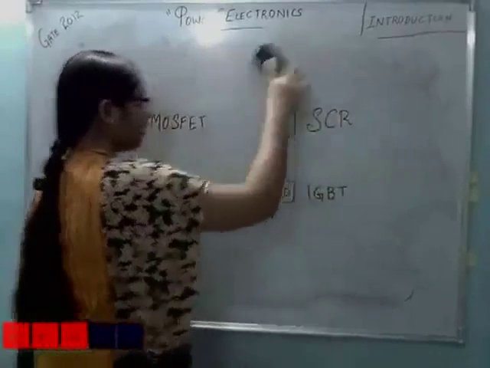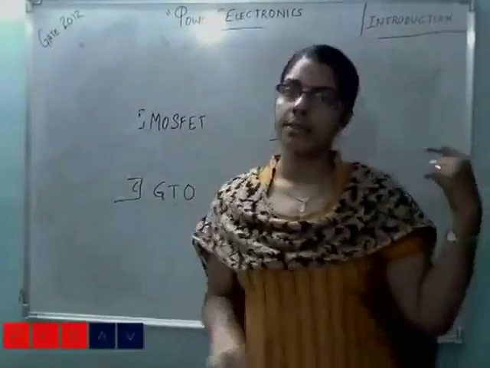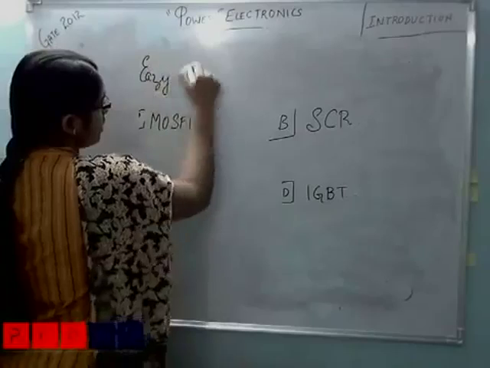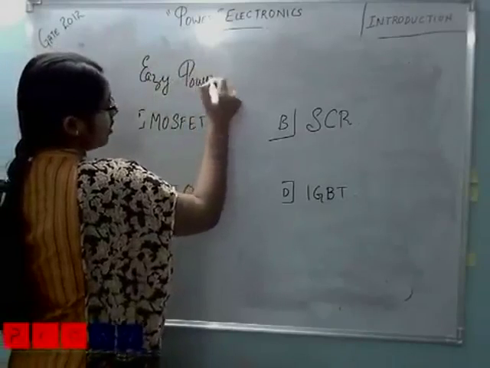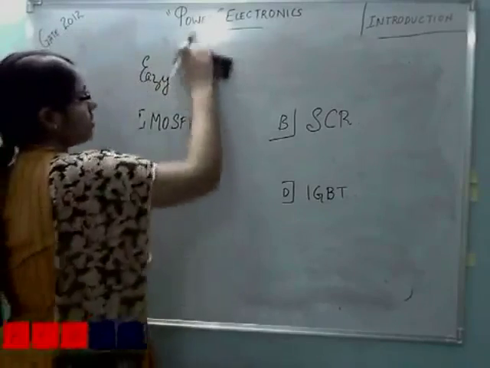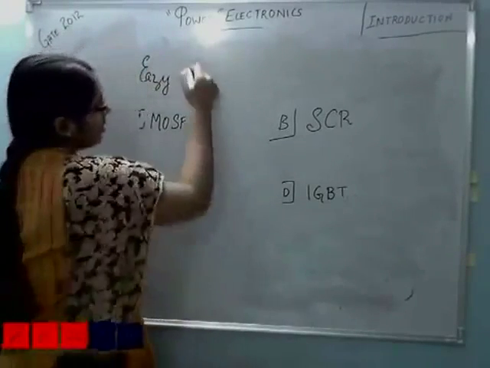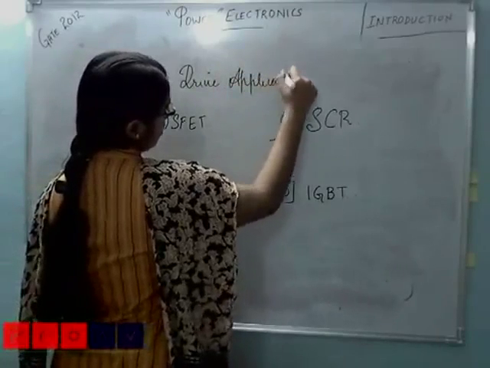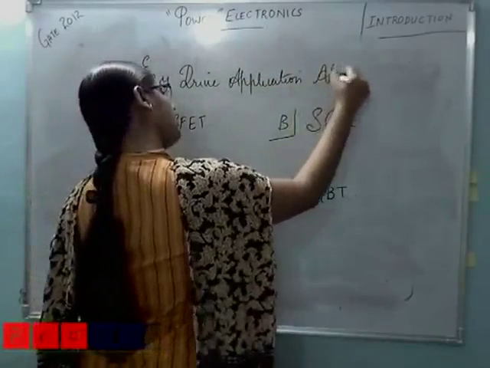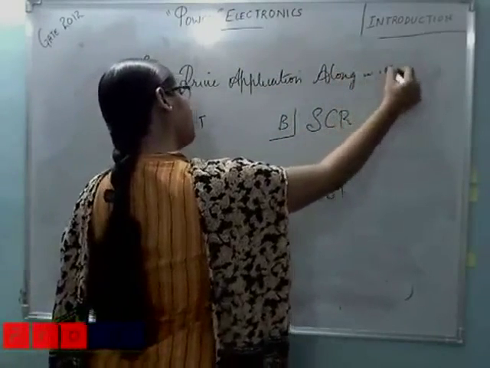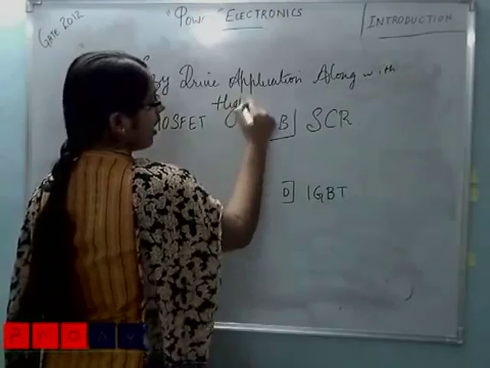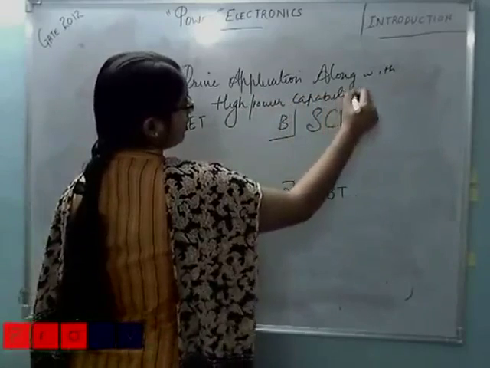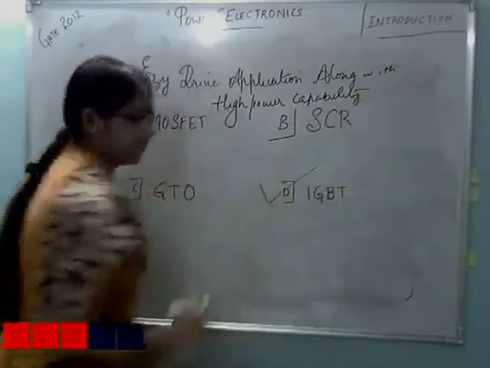Okay, and we have told that easy drive application is a characteristic of MOSFET, right? But if it has to handle a very high power, then we will choose IGBT instead of MOSFET. So if the question was like, which of these have easy drive capability or application along with high power capability, then we'll have to choose IGBT.